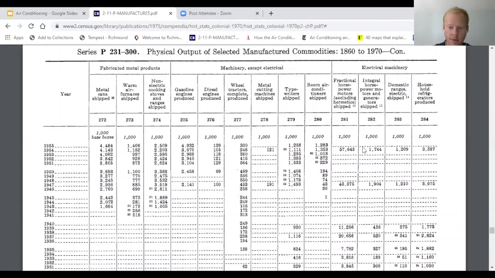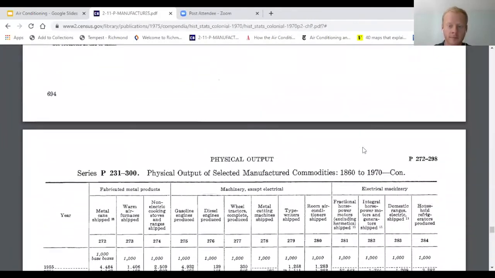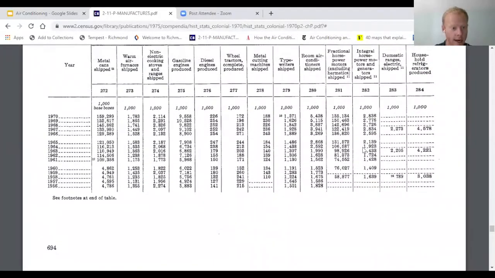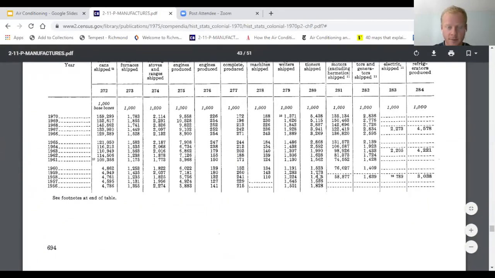So notice that number continues to go up as we go up in year because they're making and shipping more air conditioners. From 1956 to 1970, we go from about 2 million to about 5.5 million air conditioners shipped. So we want to be able to make a historical statement with this. Based on what we're looking at, I want you to write down a sentence that explains this data.